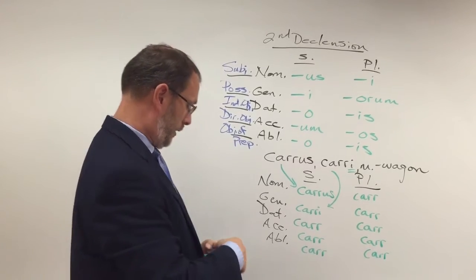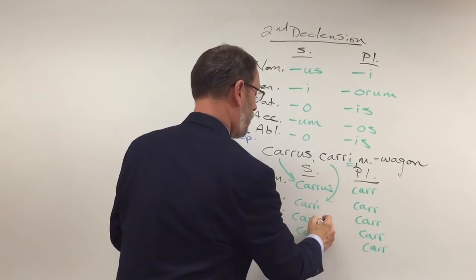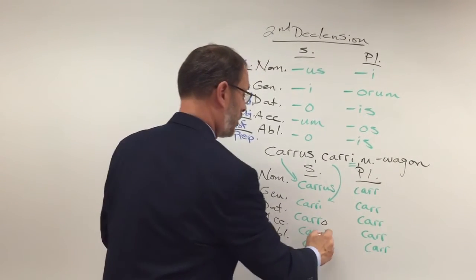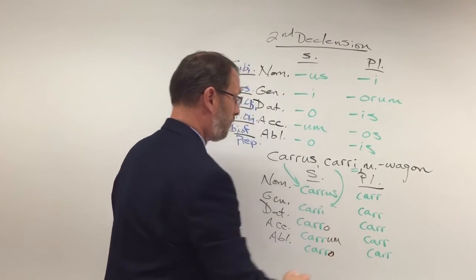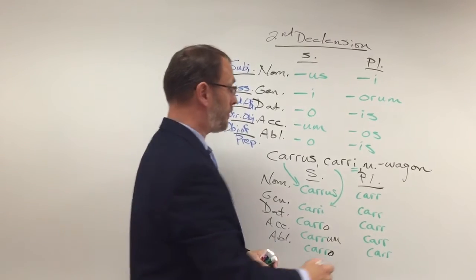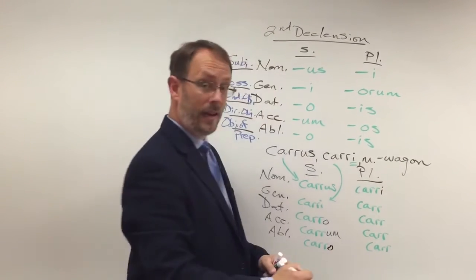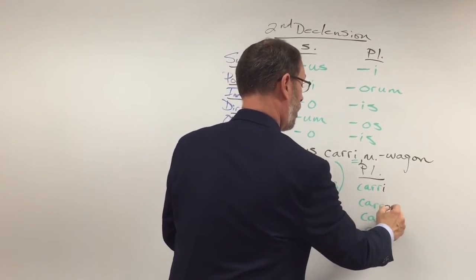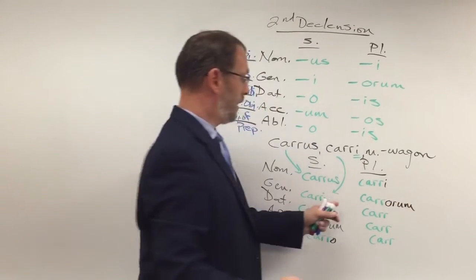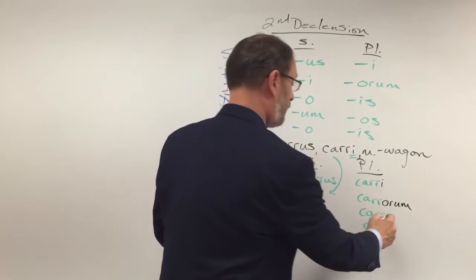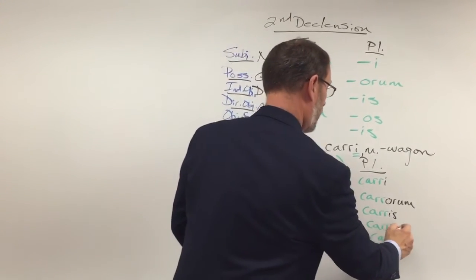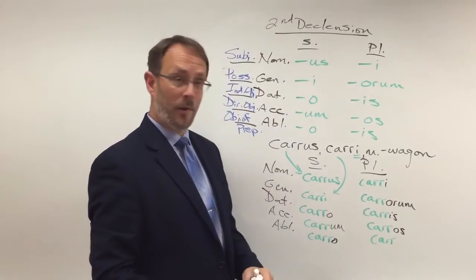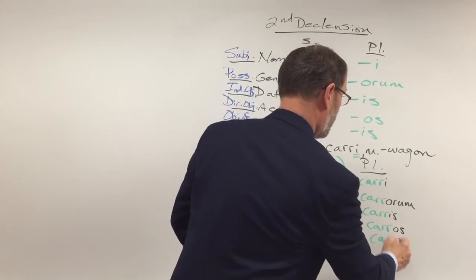So for dative singular, we've got carro, accusative singular, carrum, ablative singular, carro. Nominative plural, we've got several carts as the subject, carri. Genitive plural, carrorum. Dative plural, carris. Accusative plural, carros. And ablative plural, carris.